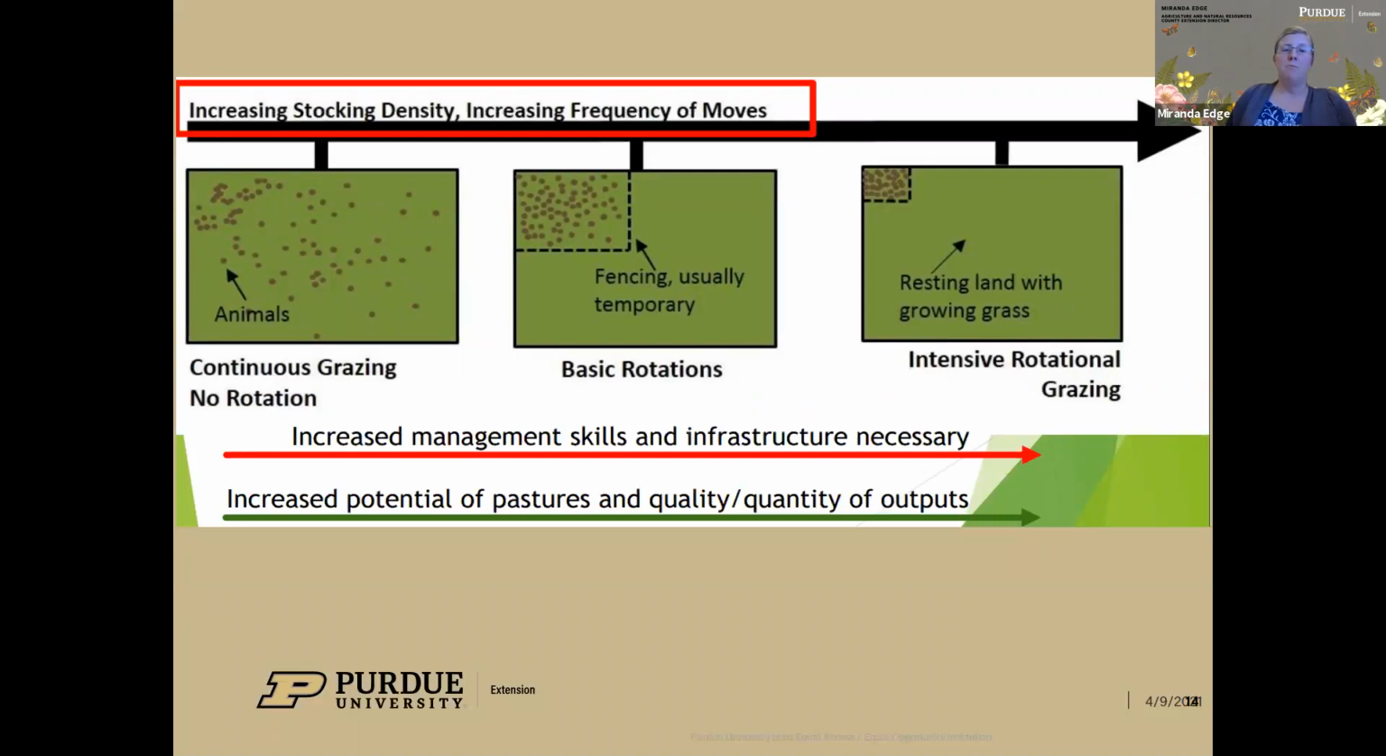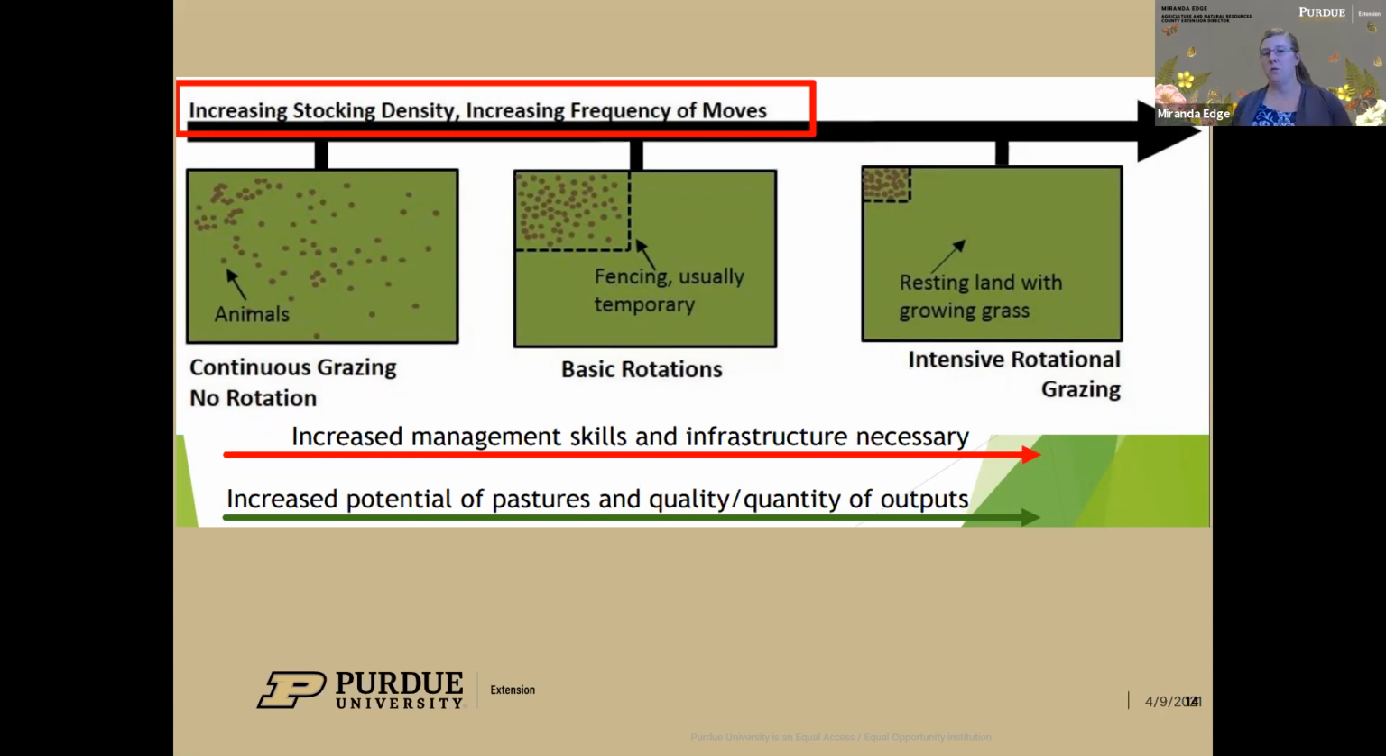Again, here's a visual on increased stocking density depending on what you're doing. Continuous grazing, you're going to see where they're going to be really compacted in some areas. That's going to end up being around a gate, watering system, or hay feeder. And they're going to move and spread themselves out.